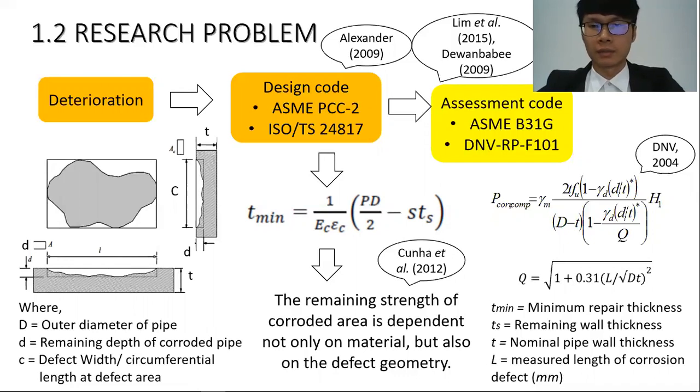And next, the assessment codes ASME B31G and RSTRENG also show that the thickness of the wall, the remaining wall thickness of composite repair pipe and the measured length of corrosion defect are also encountered in the equation.